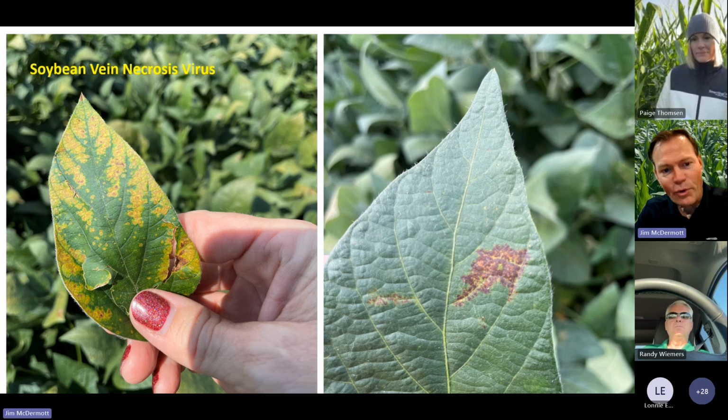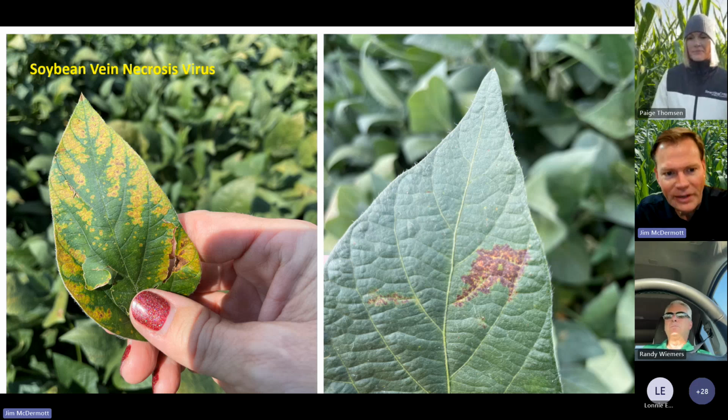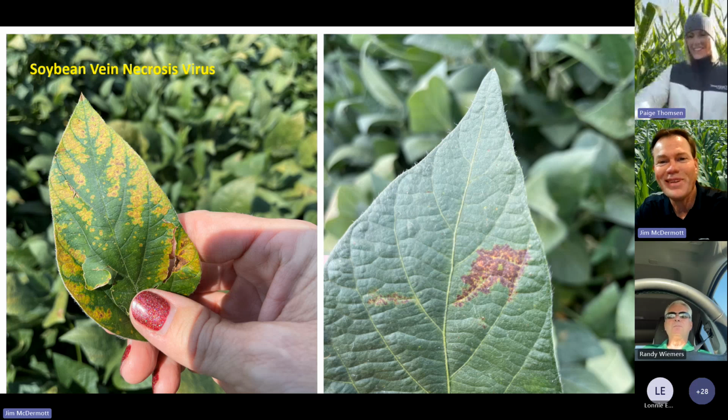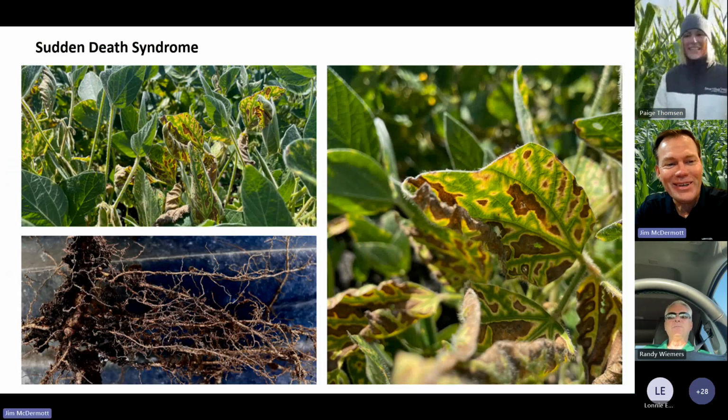Yeah, we're getting to that point where we've got a lot of diseases that can look like, especially SDS. Sometimes things get blamed on SDS, and they're not always SDS, but have similar symptoms. And, for the record, I feel like I need to point out, yes, this is your hand and not mine holding that soybean leaf. Oh, I thought you painted your nails.